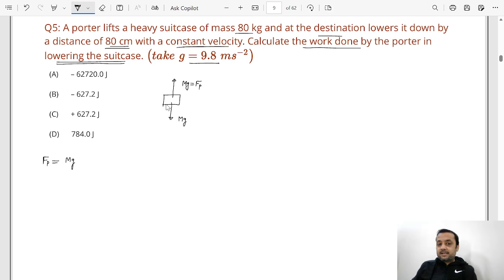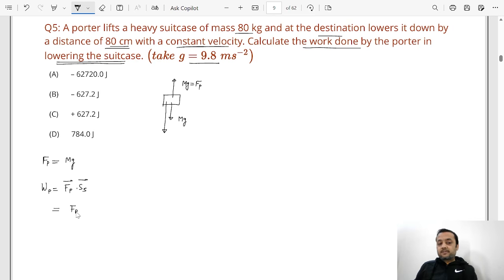Now understand that displacement of the suitcase is happening in the downward direction because he's moving it down. And how much distance does this suitcase move? It is 0.8 meters. So we can say that work done by the porter will be force applied by the porter dot displacement of the suitcase. So S means displacement of the suitcase.